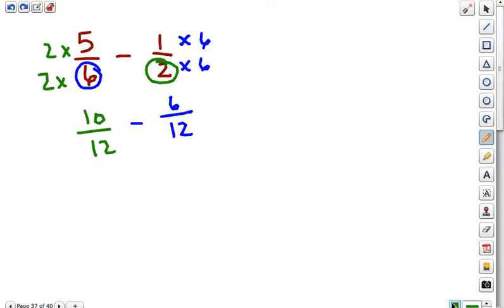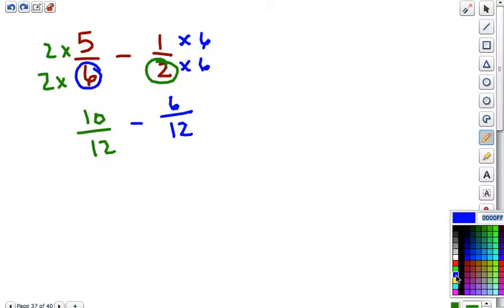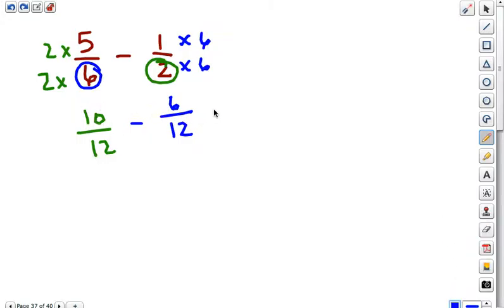All right, common denominators. Now we just want to go ahead and do our subtraction. 10 minus 6 is 4/12ths. Okay, this fraction can be reduced. The GCF of 4 and 12 is 4, so we divide both by 4 and we get 1/3.